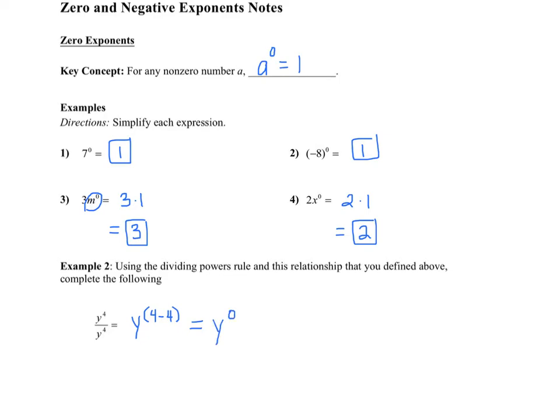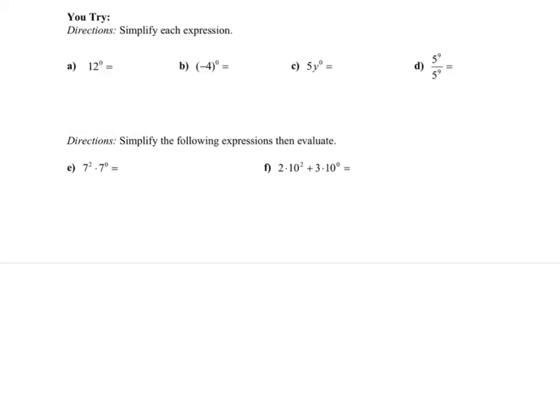And now when anything is to the 0th power, what is that equal to? Well, it's going to be equal to 1. Therefore, y to the 0th power is equal to 1. And that is your answer. So I would like you to do the You Try section. You're going to simplify your expressions for letter A, B, C, and D. And then for E and F, you're going to simplify the expressions, then evaluate.